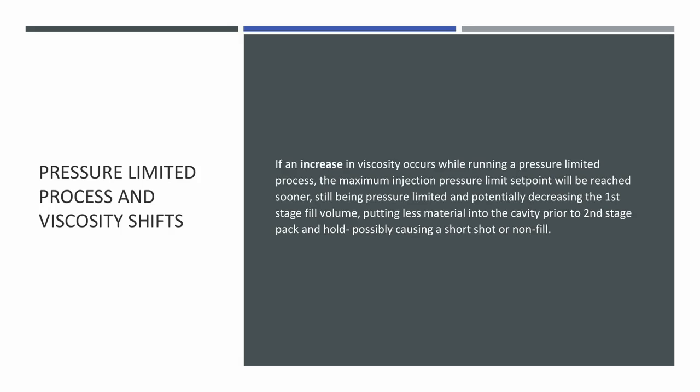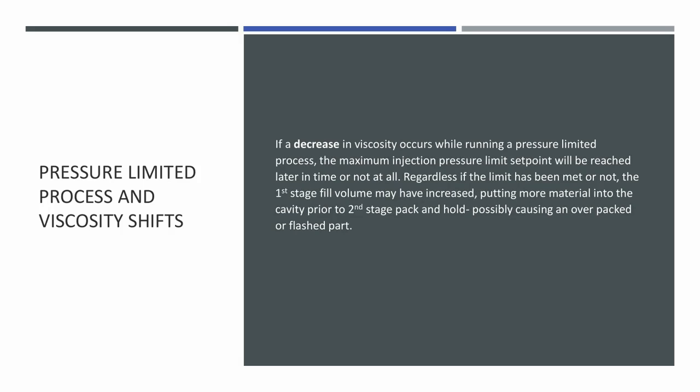While running a pressure limited process, if a decrease in viscosity occurs, the maximum injection pressure limit set point will be reached later in time or not at all. It may become no longer pressure limited, but regardless of whether the limit has been met or not, the first stage fill volume may have been increased, putting more material into the cavity prior to the second stage pack and hold. This will possibly cause an overpacked or flash part. It's always good to go back and re-verify that first stage fill.